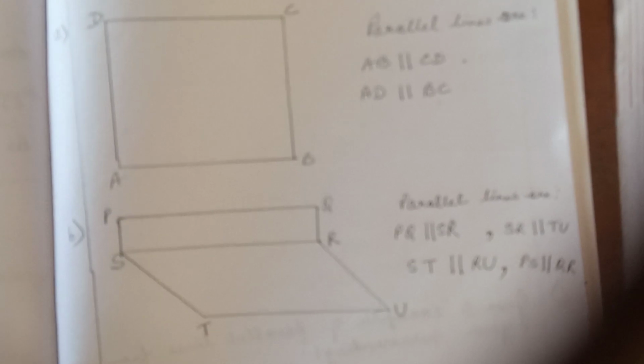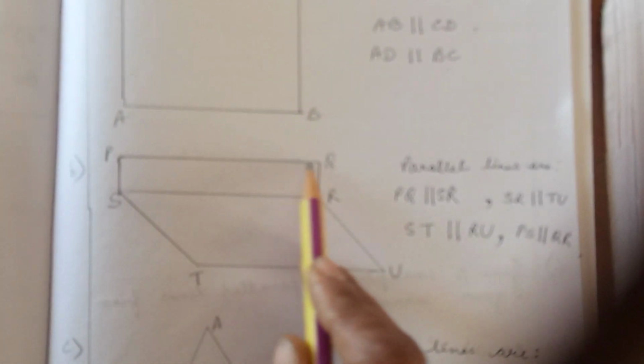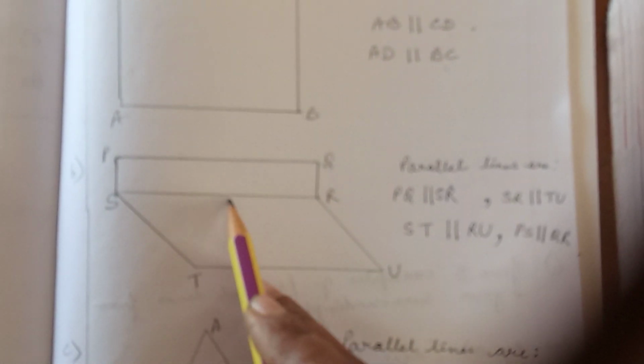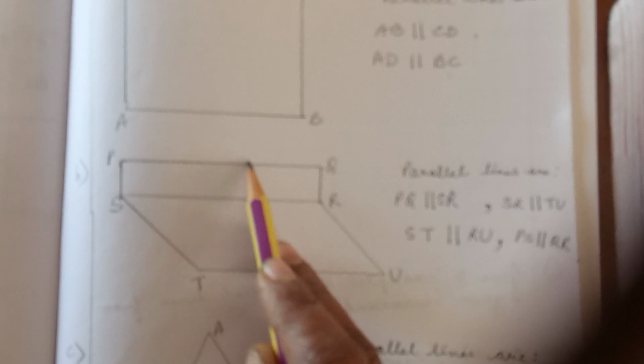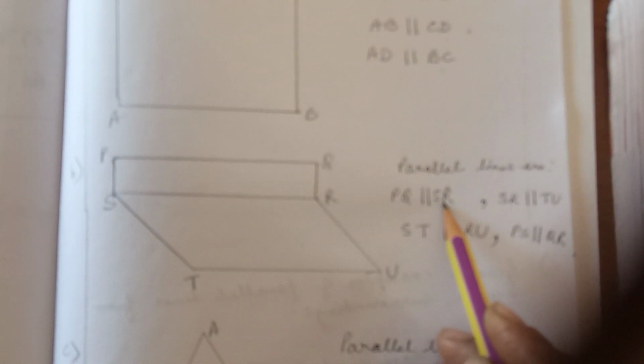Coming to the next figure, here number B. So here children, you may see this line and this line. These 2 are parallel. These 2 will never meet. So these 2 lines are parallel. PQ, SR. So you write PQ and SR are parallel.